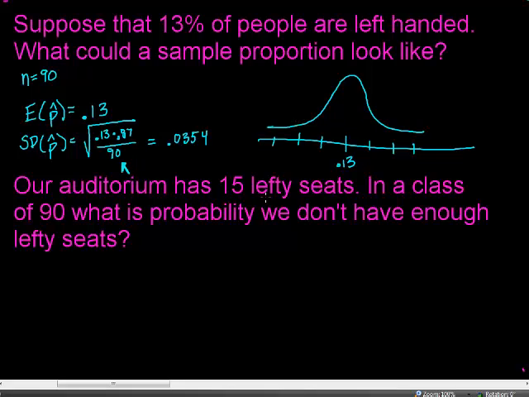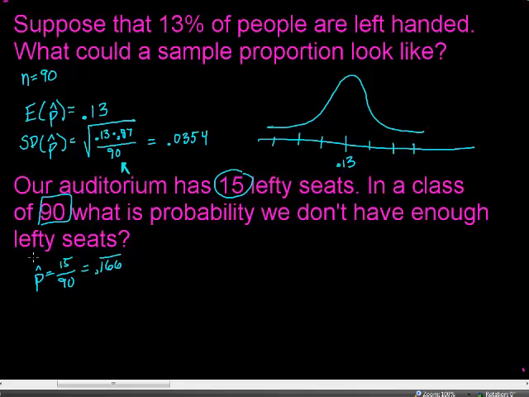But anyway, our auditorium has 15 lefty seats. In a class of 90, that's our sample size, what is the probability we don't have enough lefty seats? Well, let's see here. If my sample was 15 out of 90, that is 0.16 repeating. So if I did have 15 kids in there that are lefties, that would be about 16.67 percent of students that are lefties. Well, I expect 13% of students.